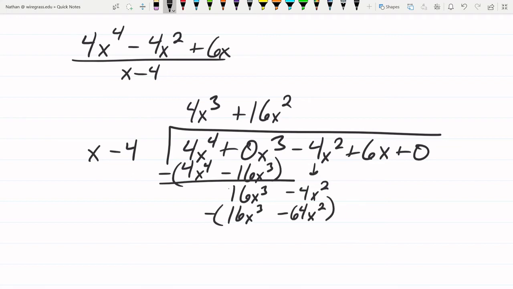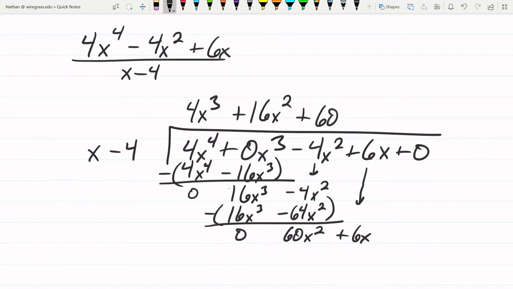And we are subtracting. Gives us 0 for these first terms, of course, and then that gives us a plus 64, giving us 60x squared, a positive. Bring on the next term, divide, and multiply it through.